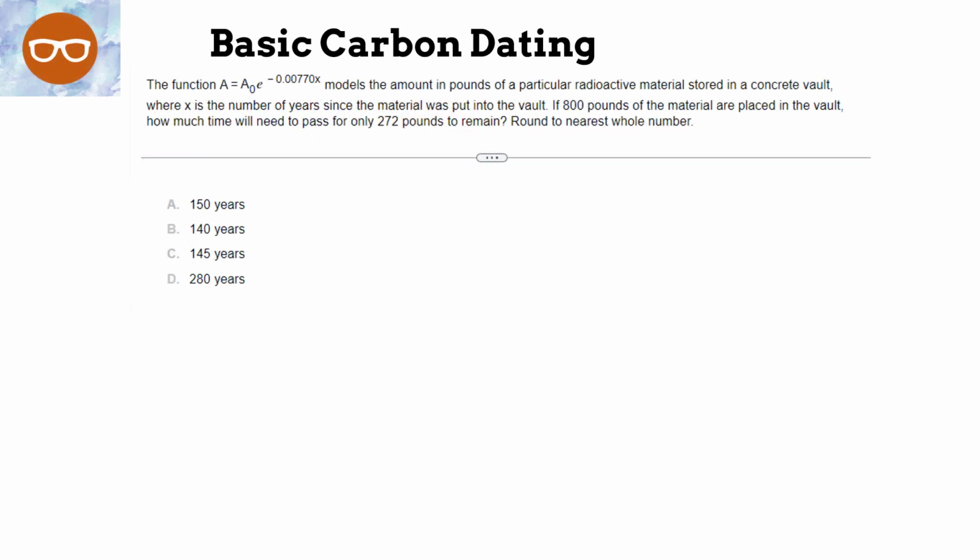Let's look at this one together. The function A equals A naught e to the negative 0.00770x models the amount in pounds of a particular radioactive material stored in a concrete vault, where x is the number of years since the material was put into the vault. If 800 pounds of the material are placed into the vault, how much time will need to pass for 272 pounds to remain? Round to the nearest whole number.